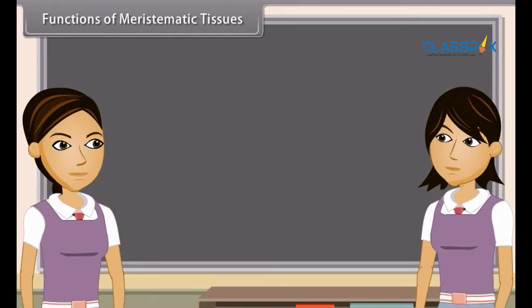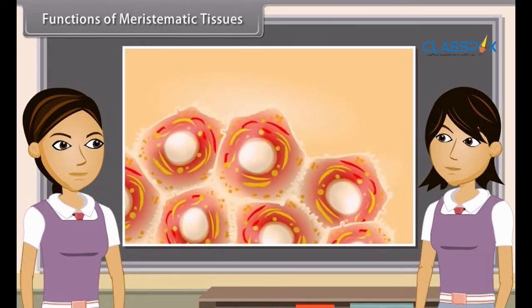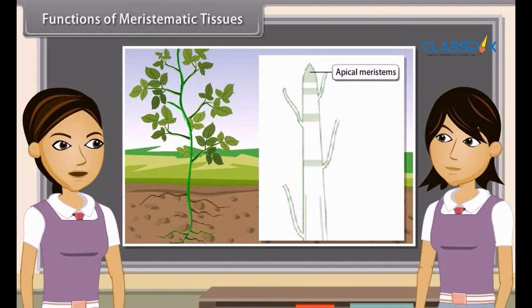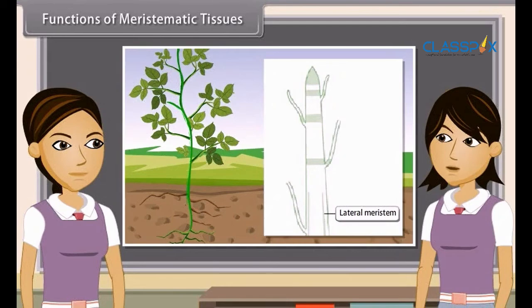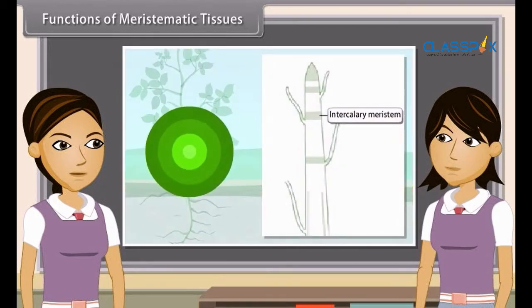Functions of meristematic tissues. The main function of meristematic tissue is the formation of new cells continuously. Apical meristem increases the height of the plant due to elongation of the root and stem. It is also called primary growth. Lateral meristem increases the diameter of the plant. It is also called secondary growth. Intercalary meristem increases the length of the organ.